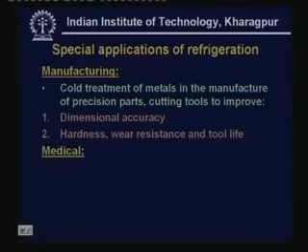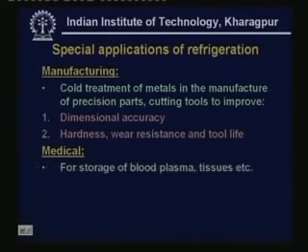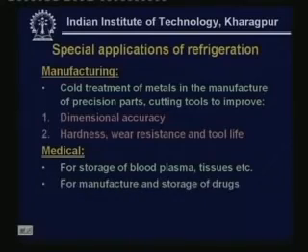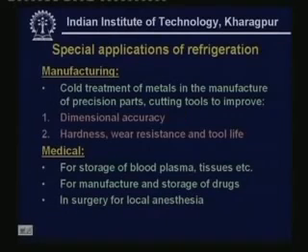And refrigeration is also required in medical, as you know. It's required for storage of blood plasma, tissues, vaccines, etc. And it's also required for manufacture and storage of a wide variety of drugs. And sometimes refrigeration is also used for local anesthesia.